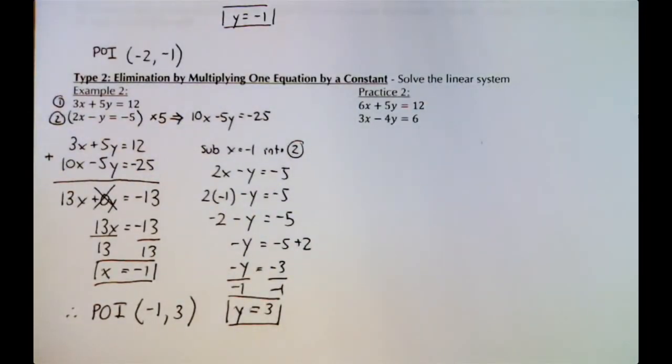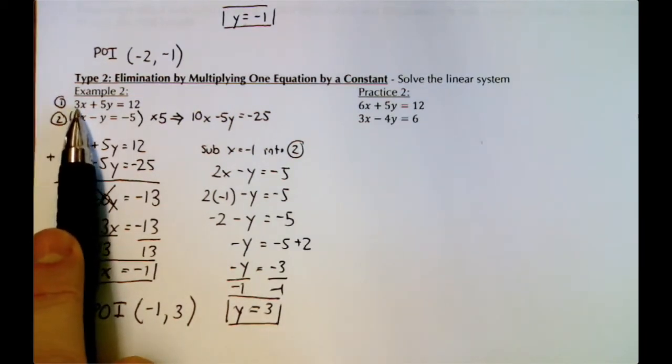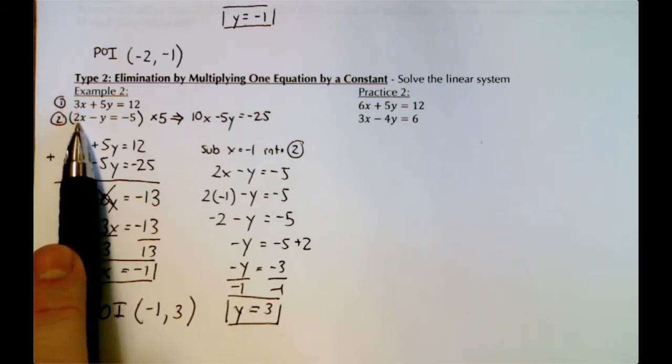Now, why did we multiply the second equation by 5? That might be a question that you were having. Well, that was the easiest way to make the coefficients on either x or y line up. Otherwise, we would have been asking ourselves, well, what could we multiply 2 by to make it 3 so that it lines up with 3? And that's a little bit more complicated of an answer because the answer is a fraction or a decimal.